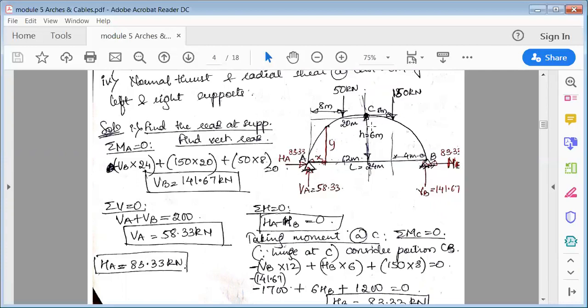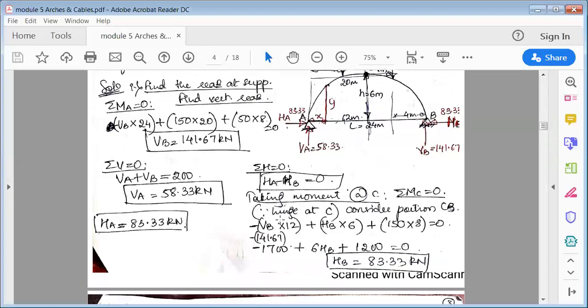So if I choose the right side here, again clockwise positive, anti-clockwise negative. VB is going in the anti-clockwise direction, so VB into half the distance at C, so it is 12, plus HB. HB is going clockwise, so HB into the height. Now this is horizontal into vertical, so HB into 6. Next, 150 into this distance. This is 20 minus 12, which is 8, so 150 into 8. This is how you solve this.